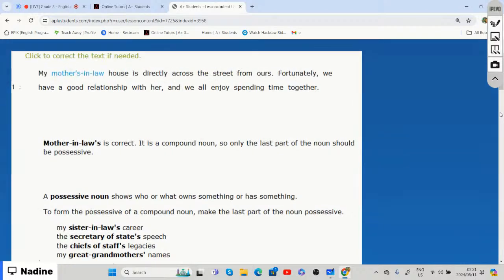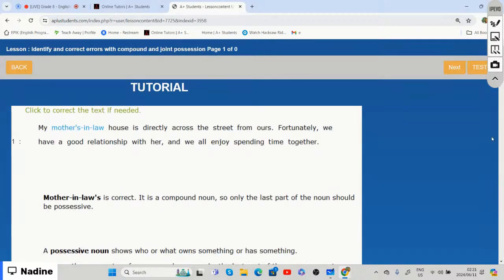Okay, let's look at an example. We are now going to correct the text if needed. It says, my mother's in law house is directly across the street from ours. Fortunately, we have a good relationship with her and we all enjoy spending time together.